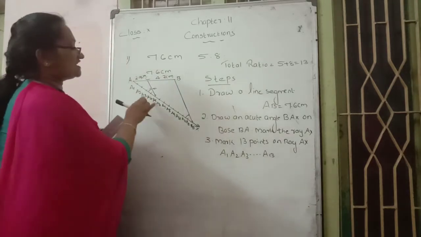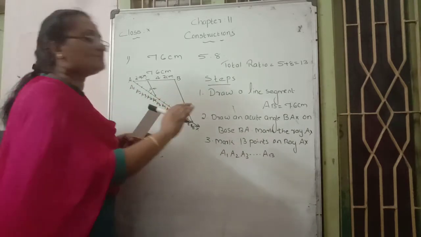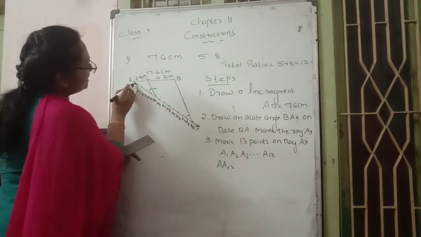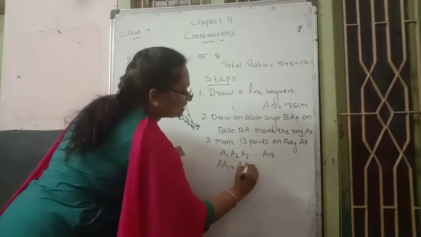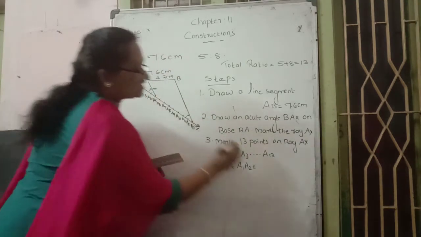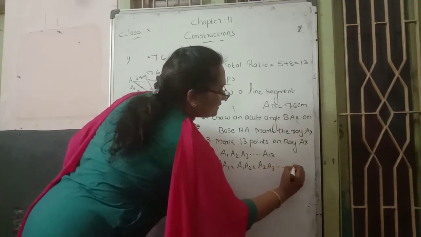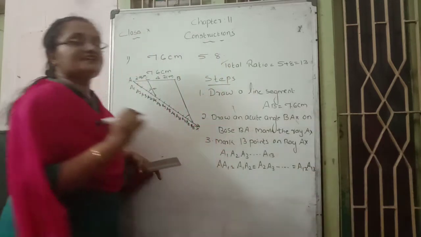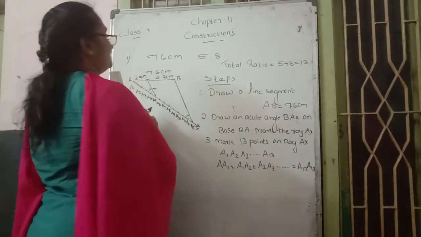Each of their differences is how much? One. They said all points have the same measure. That means A to A1 distance, A1 to A2 distance, all are equal. A2 to A3 distance, all are equal, etc. Our A12 to A13 are equal distance. They are at equal distance only.